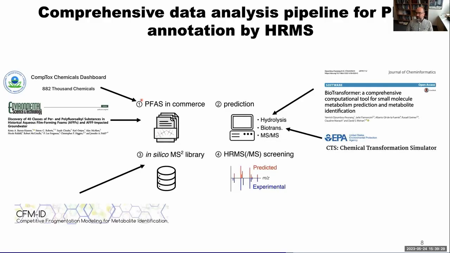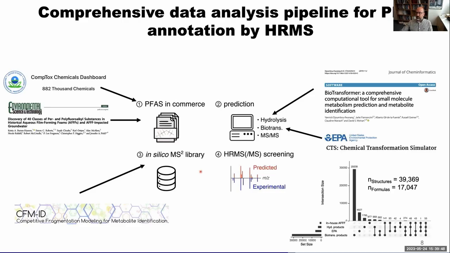To make these molecules then accessible for our mass spectrometer, we can take all of these compounds and use some in silico MSMS prediction algorithms to actually produce an in silico electronic spectral library that can then be searched using high resolution mass spectrometry. And once we do that, we generate a database that contains about 40,000 chemical structures for PFAS and their predicted transformation products, covering about 17,000 formulas.